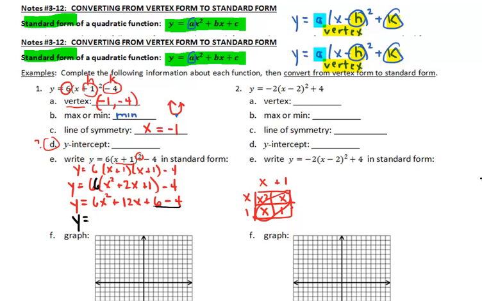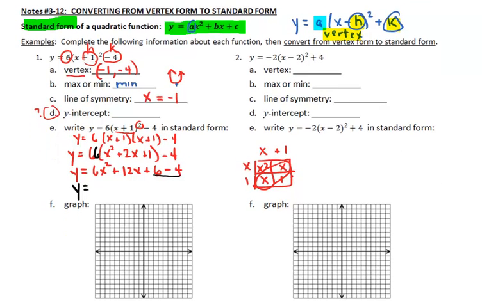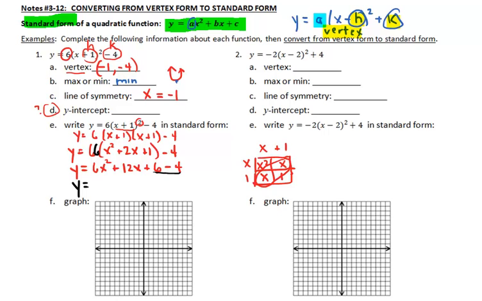Oops, let me fix that real quick. y equals, let me do this again, 6x squared plus 12x plus 2. That is my equation written in standard form.